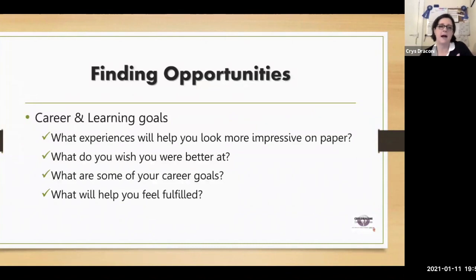So finding opportunities. Like I said, look at your career and learning goals. What experience will help you look more impressive on paper to get people to call you in? What do you just wish you were better at, what are some career goals, and what will help you feel fulfilled? Now, I knew I wanted to be in GME leadership for many years.